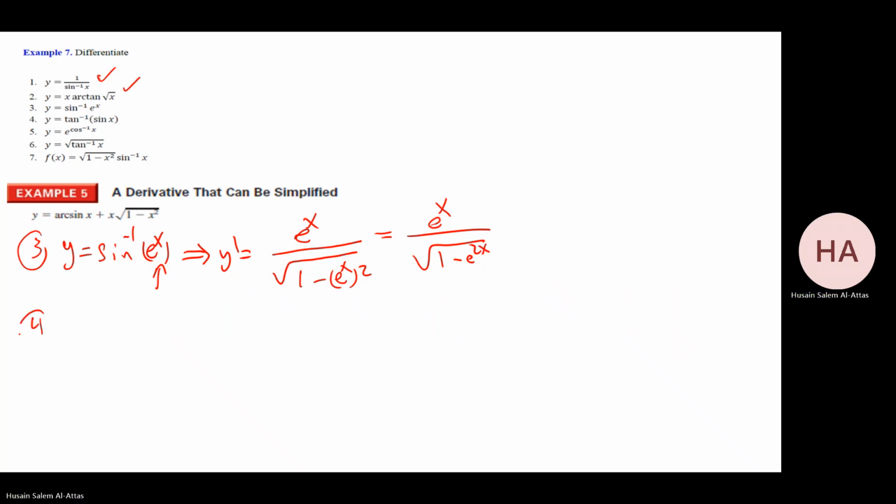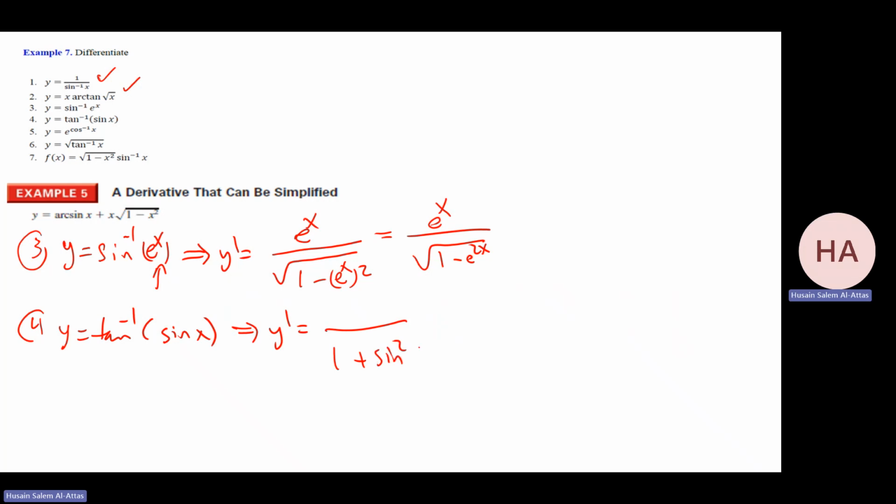Next one. y equals tan inverse of sine x. So what will be y prime? y prime will be 1 over 1 plus u squared, times the derivative of u, which is cosine x. So that gives me cosine x over 1 plus sine squared x. Can we simplify? I think no need. Okay.